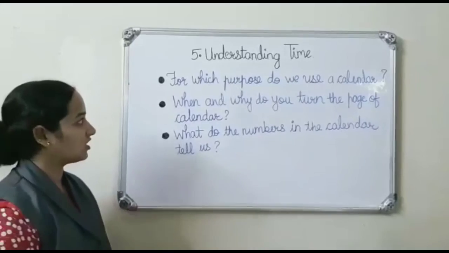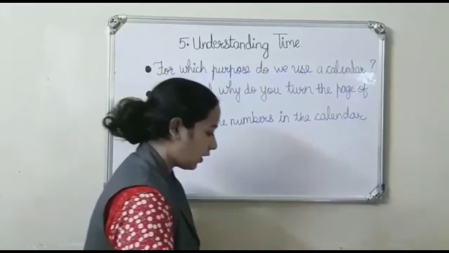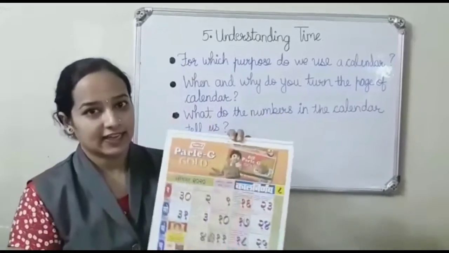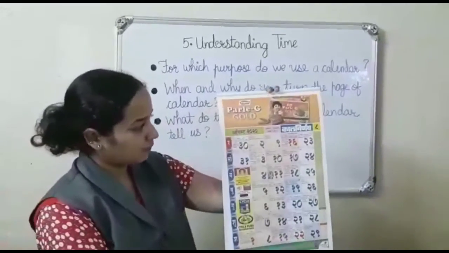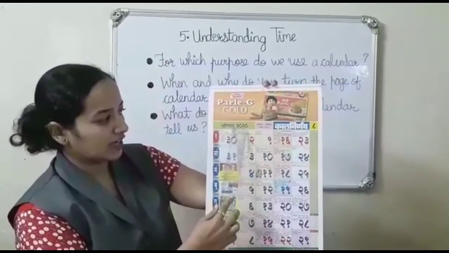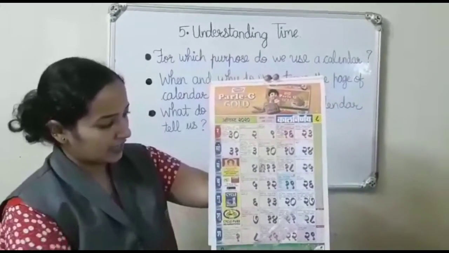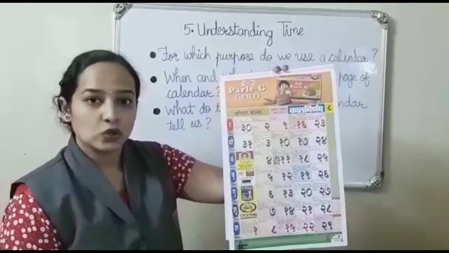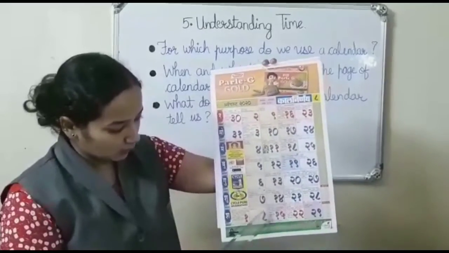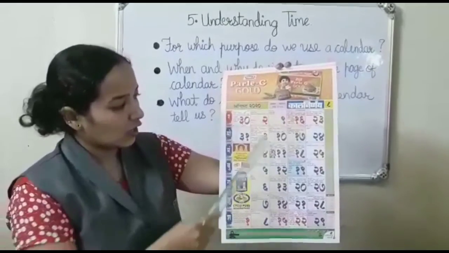The first question here is, for which purpose do we use a calendar? Now, I will give you the answer by using a calendar. I have with me a Marathi calendar. In this, you can see that the name of the month is written in bold handwriting, August 2020. The calendar is used to see the number of days in this month. It is also used to see a specific date, like 15th August was the important day in this month, and it is also used to see holidays.